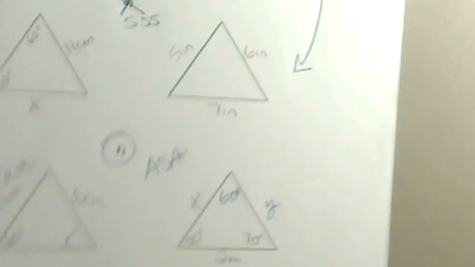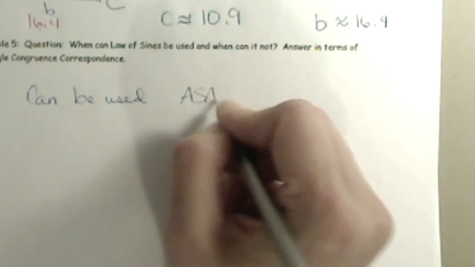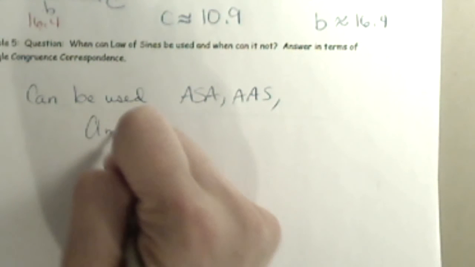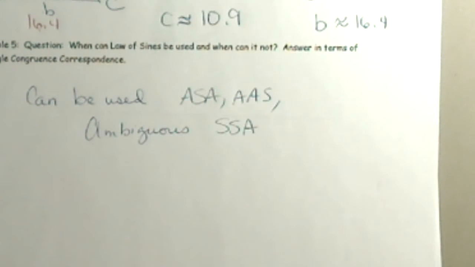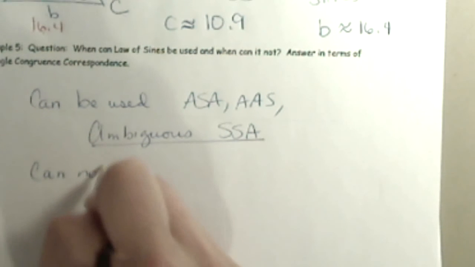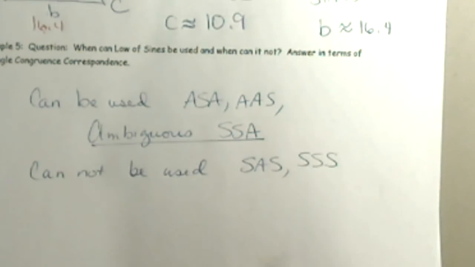Which means if we're going to answer this last question that says, when can law of sines be used and when can it not, answer in terms of congruence correspondence. It can be used definitively in angle, side, angle, and angle, angle, side situations. But it's ambiguous. You might get more than one triangle for side, side, angle situations or angle, side, side situations. We're going to learn about that later. It cannot be used for SAS or SSS situations.